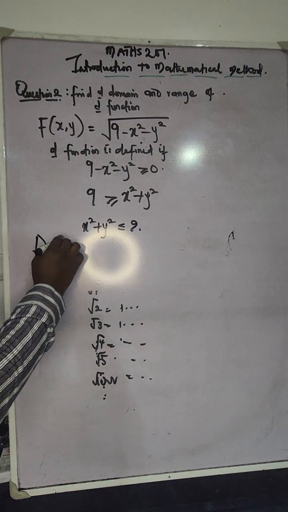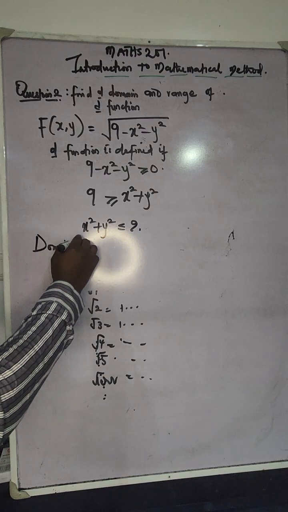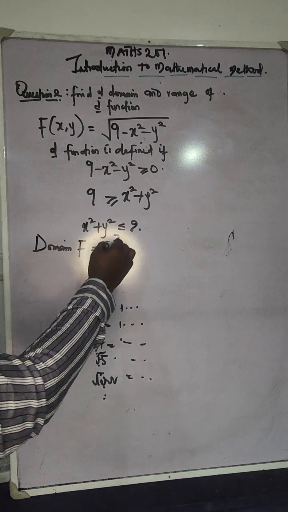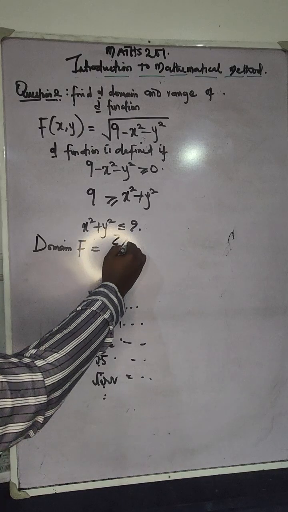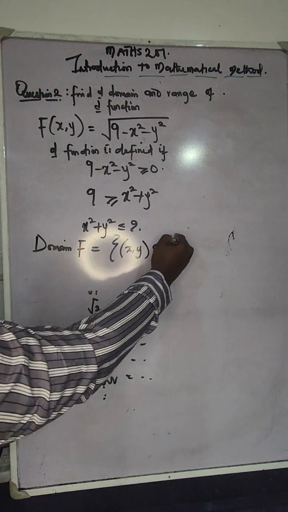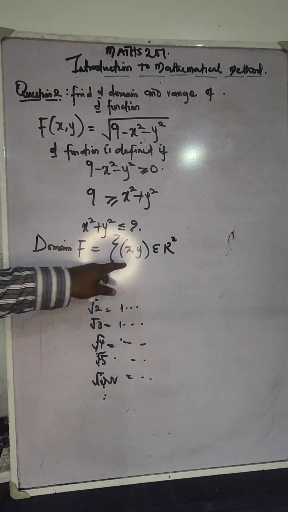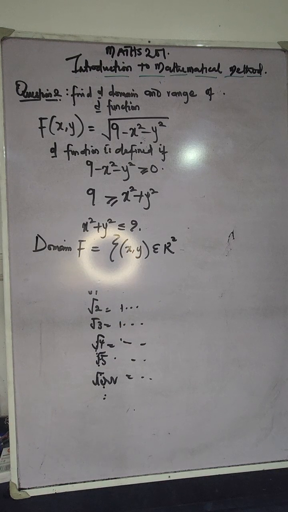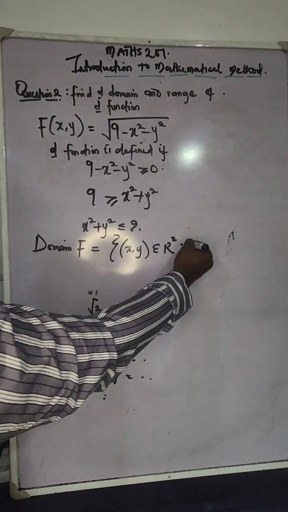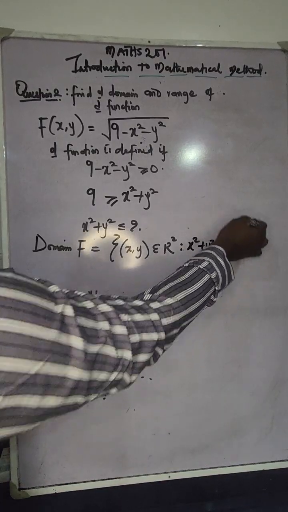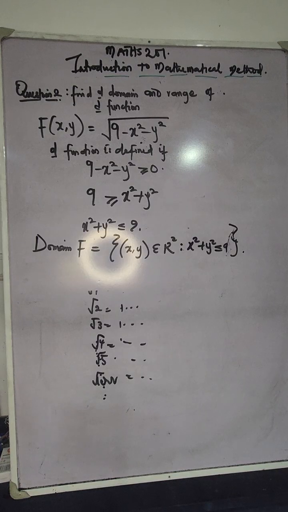The domain of this function f is, let's list out the independent variables present in the system, (x, y), element of all real numbers squared. Why? Because the total number of independent variables present in the system is 2, x and y. So (x, y) is an element of all real numbers squared, such that x squared plus y squared is less than or equal to 9. Did you see that? The domain of the function.